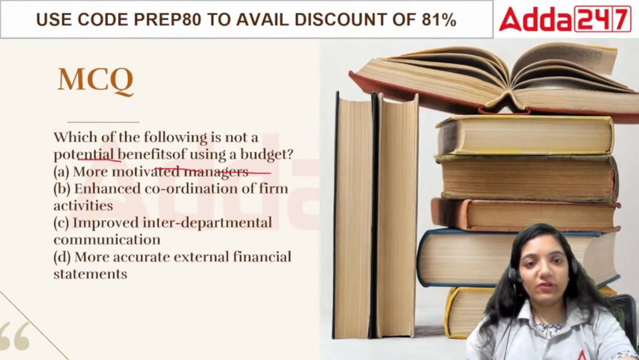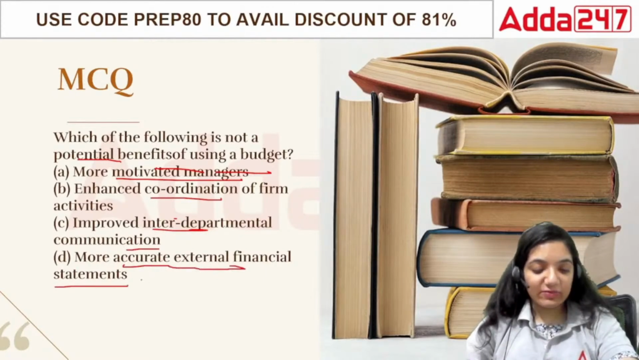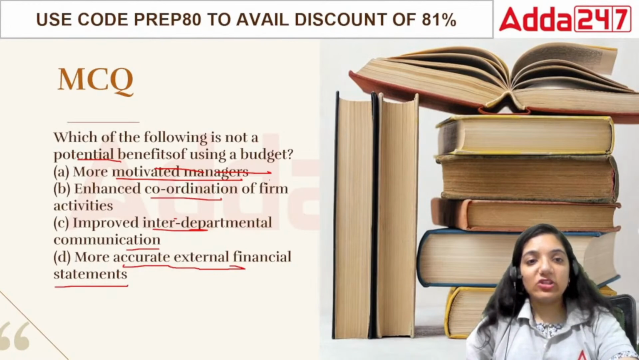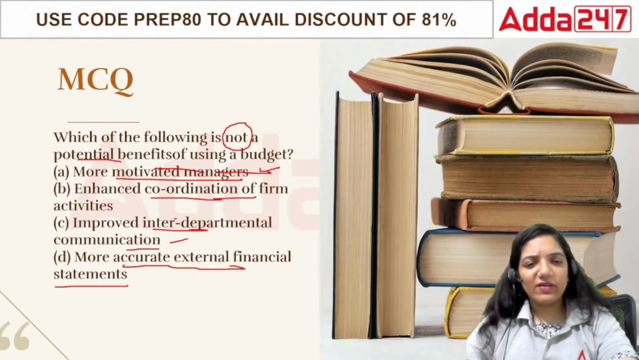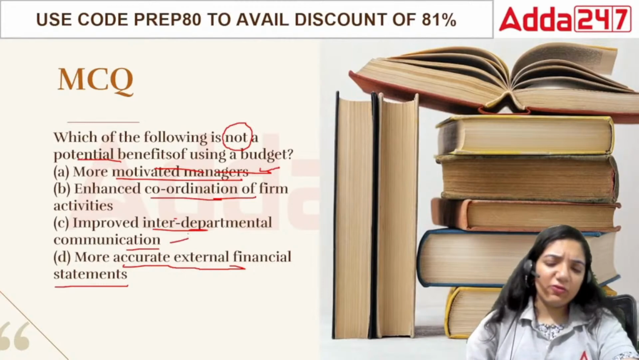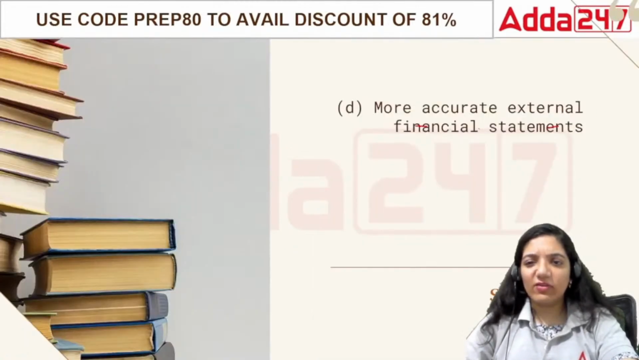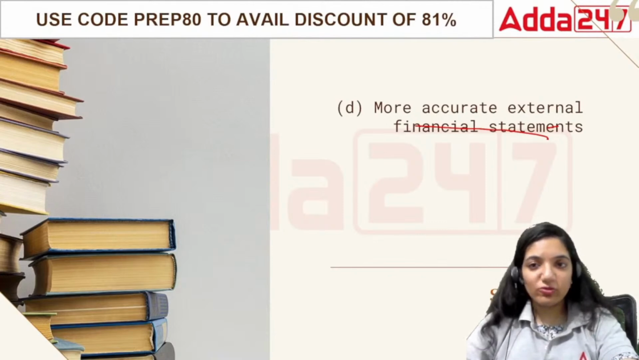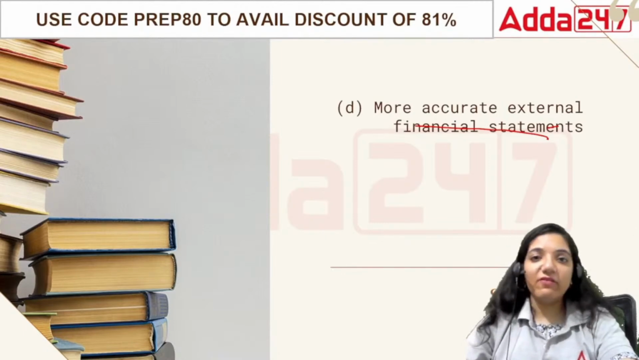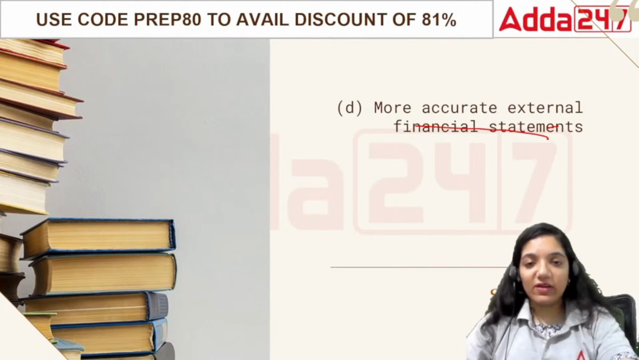Which of the following is not a potential benefit of using a budget? More motivated managers, enhanced coordination, improved interdepartmental communication, or more accurate external financial statements. What would be the answer in this case? Budget really motivates managers because they keep themselves in control. It enhances coordination and improves interdepartmental communication. The correct answer is D. There is nothing in terms of more accurate financial statements. Knowing the budget doesn't really make a difference. Knowing a budget will help you understand your future and remove uncertainty. It will never make your external financial statements more accurate, because budget and actuals can sometimes vary a lot. So we can never say that just because we are making a budget we are good at the final balance sheet.